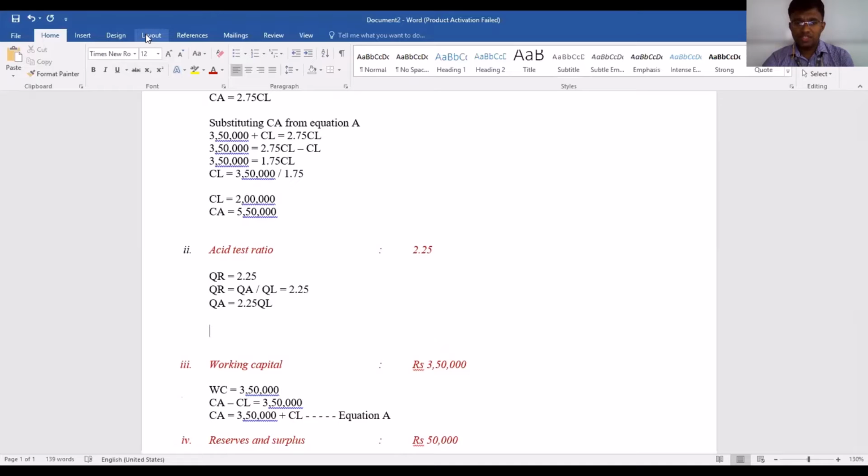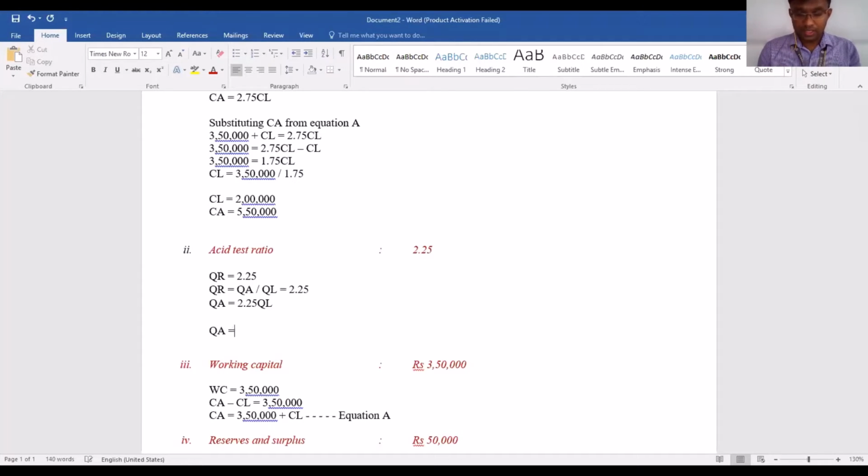Now something which is very interesting that is given to us in the question was there are no other items of assets and liabilities. So what does that mean? Apart from the assets and liabilities which are mentioned in the question, you will not be having any other assets or liability items. So we know the formula for current assets, we know the formula for quick assets, we know the formula for quick liability.